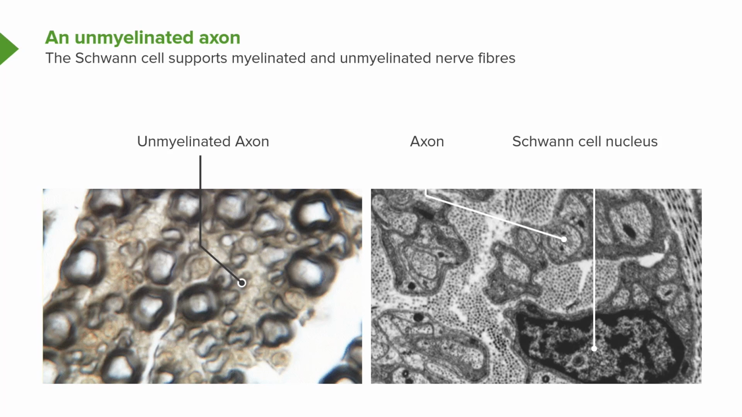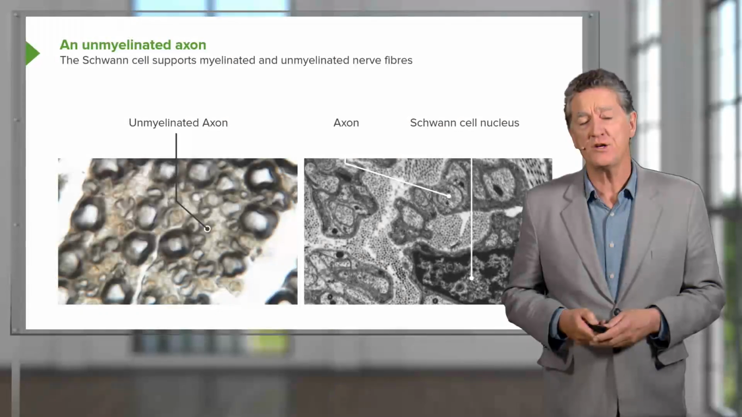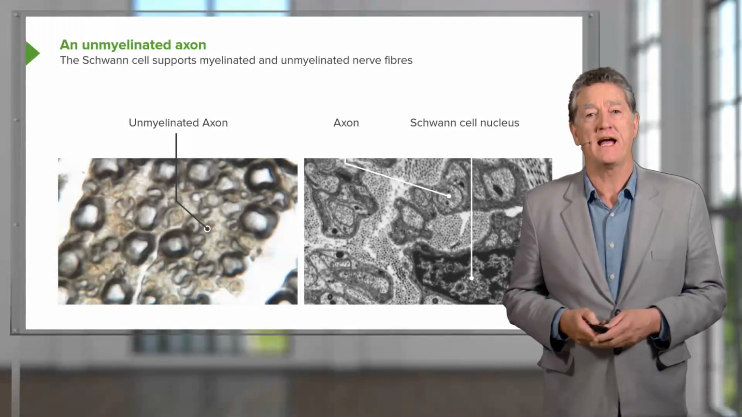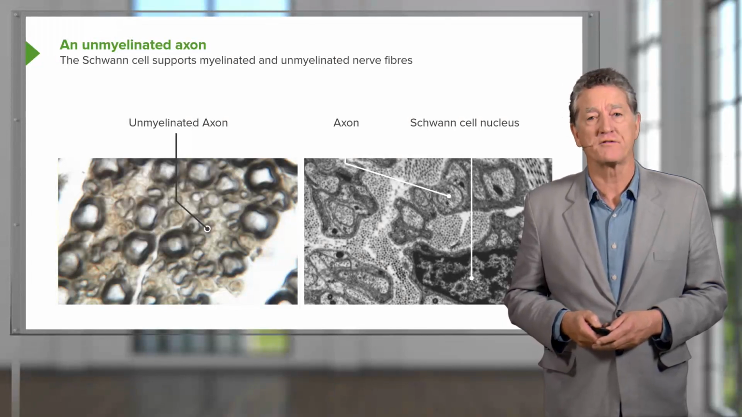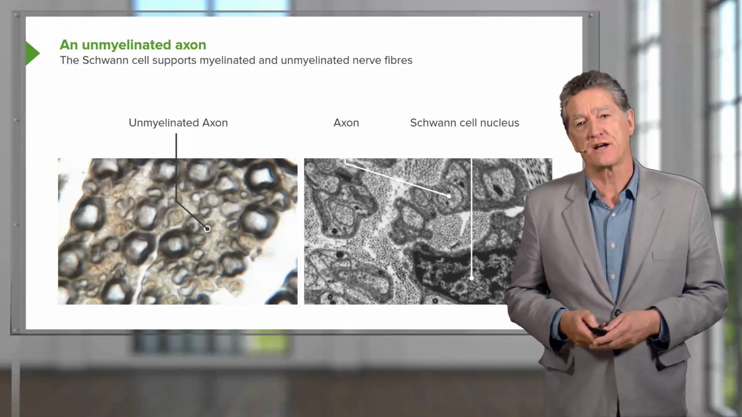So in the peripheral nerve then, you have some axons that are myelinated and some that are not myelinated. And you would have also noticed that axons vary in their size, their diameter, and that often reflects their speed of conduction ability.